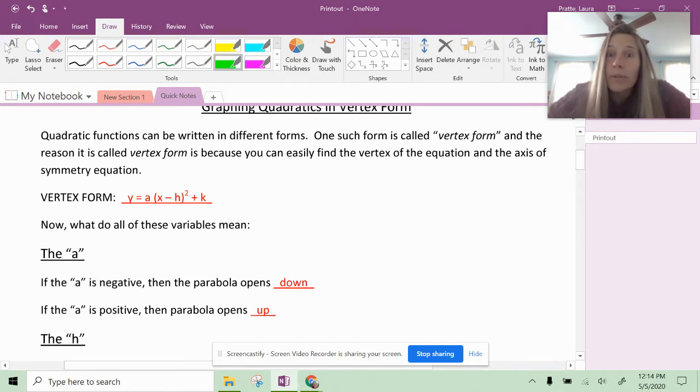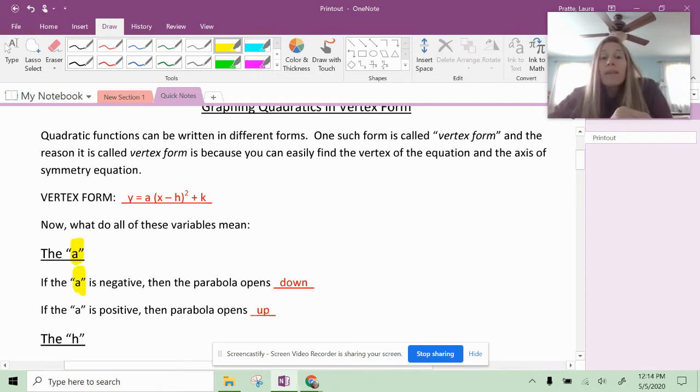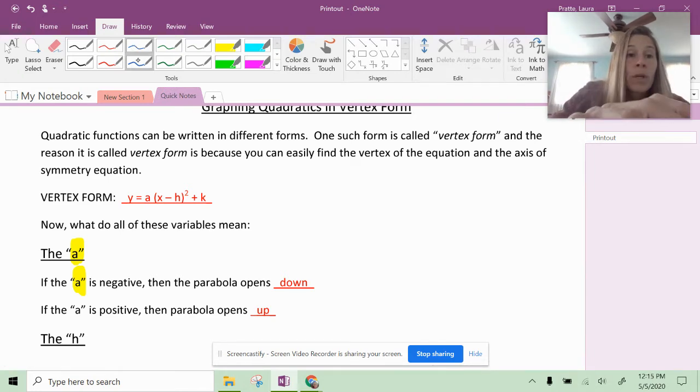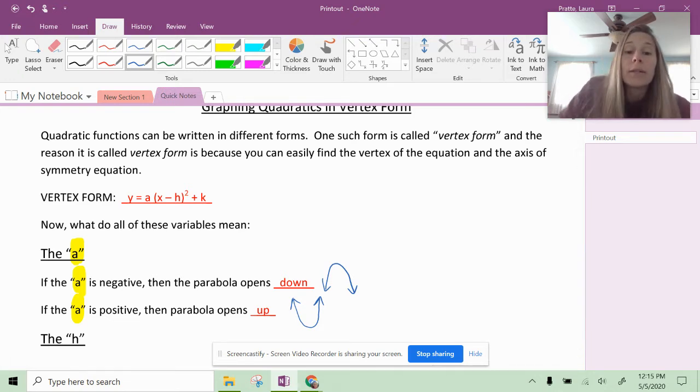So what do all those variables mean? Well, the a, and this is the same as it was in the intercept form, that a value is going to tell you if your parabola is going to open up or down. So as you might remember, if the a value is negative, the parabola is going to open down. So it's going to look more like that. And if your a value is positive, then the parabola opens up. So that's just a review. That is not going to matter what form you're working in. That a value is always determining whether your parabola is opening up or down.